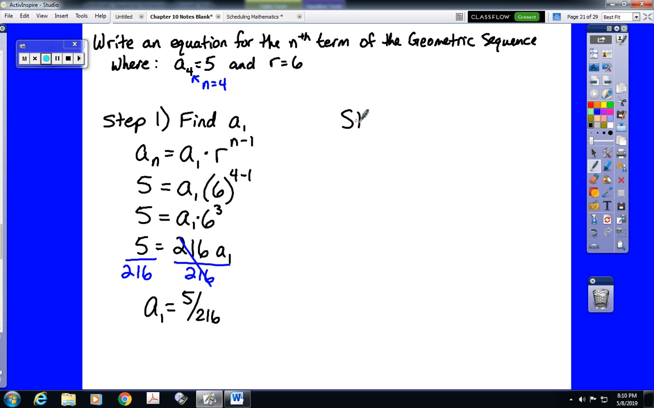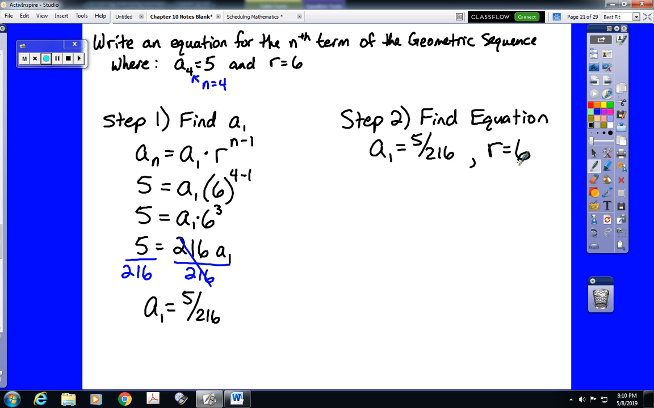Then we are going to turn around and find the equation. Again, to find the equation, we only need to know two things. We need to know the first term, which we just said is 5 over 216, and we need to know the common ratio, which the problem gives as being 6. From there, all we have to do is plug in.